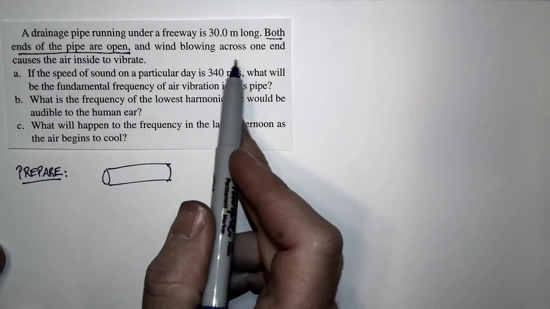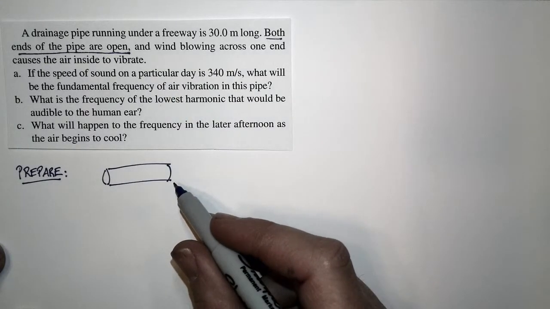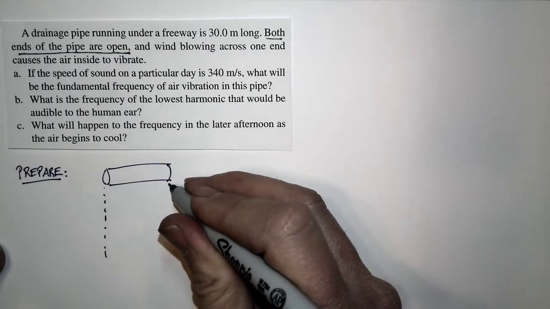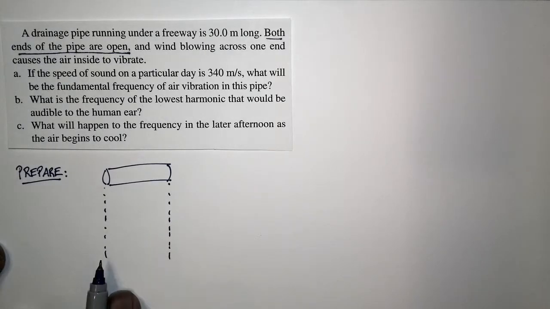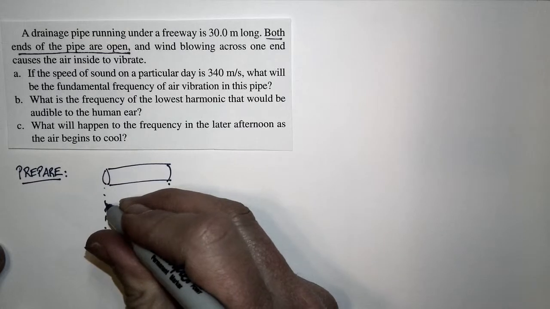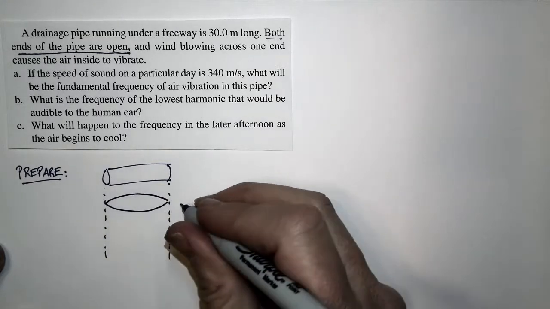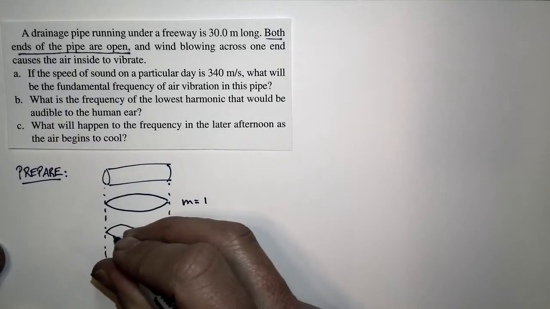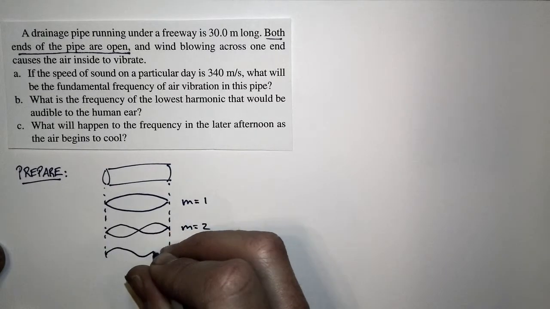Now, wind blowing across one end causes the air inside to vibrate. What will happen is this will vibrate at the frequencies of the standing waves of an open tube. And we know what those look like. Both ends of the tube are open, and so each end is going to be at atmospheric pressure. And so thinking of sound as a pressure wave, we have a node at each end. So my m equals 1 mode looks like this. My m equals 2 mode looks like so. My m equals 3 mode looks like this.